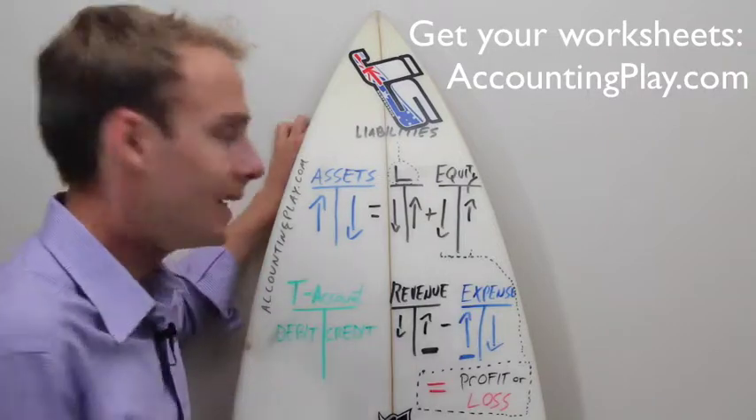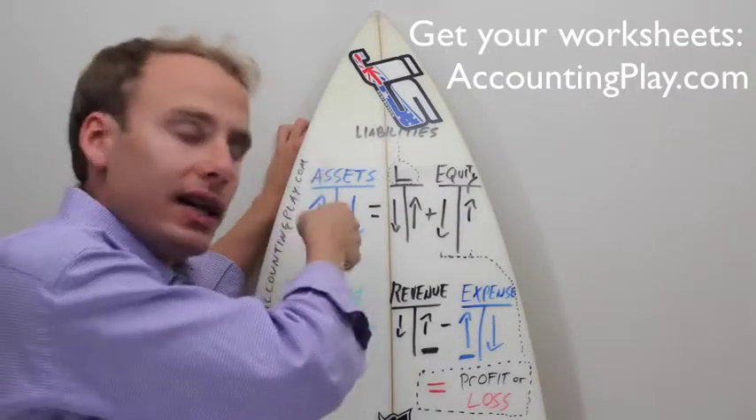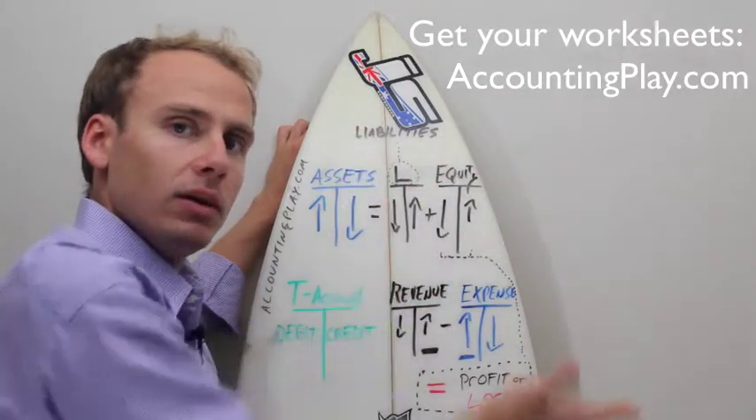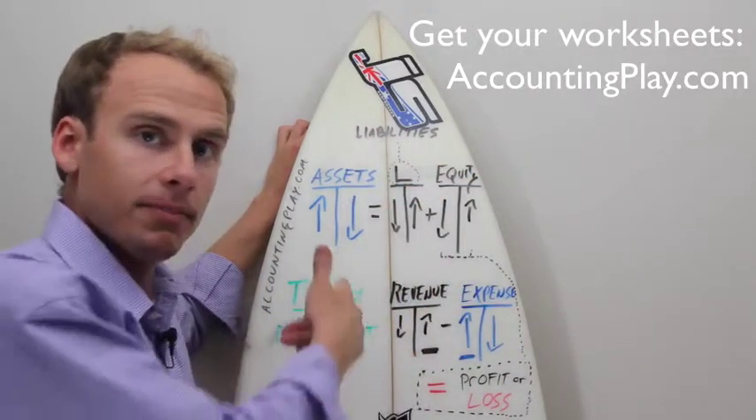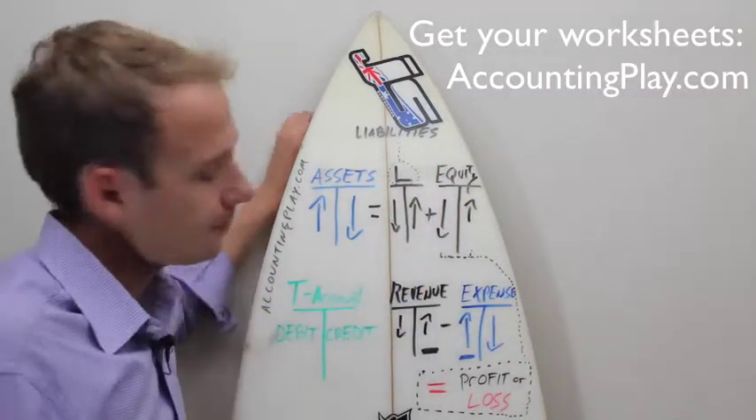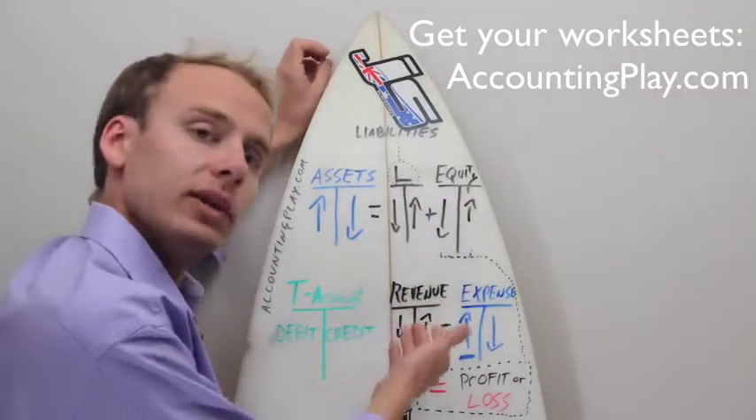So repeat after me. Debit cash up, credit down. Other side now, liabilities and equity, flip around. Debit cash up, credit down, other side now, flip around. Great. On to revenue and expense.